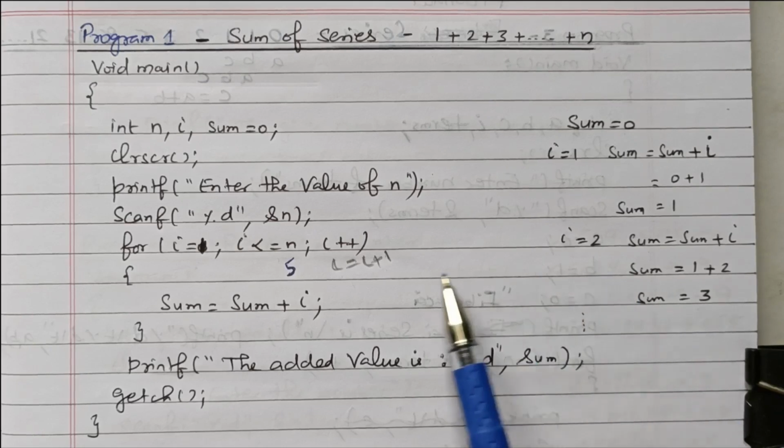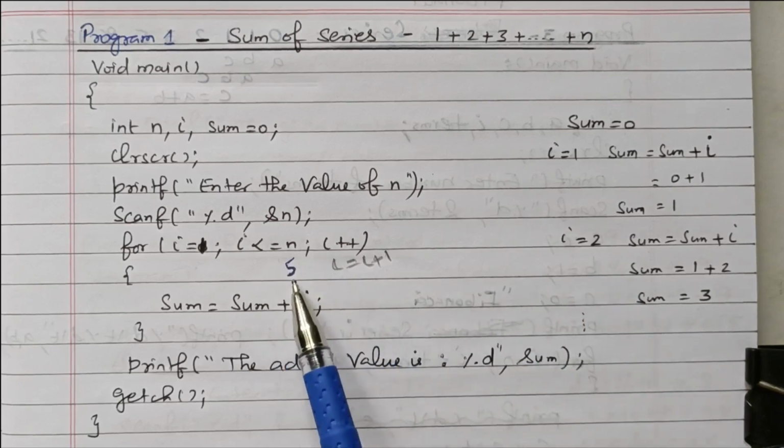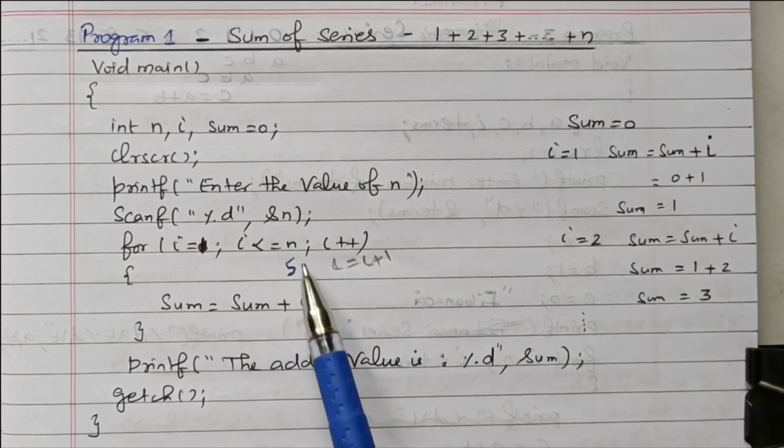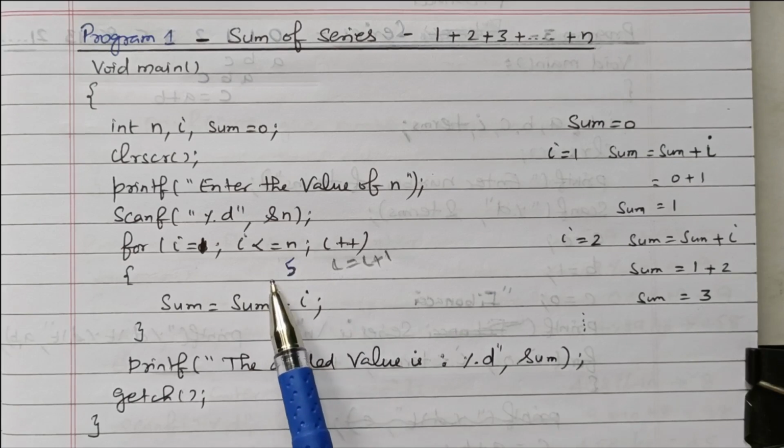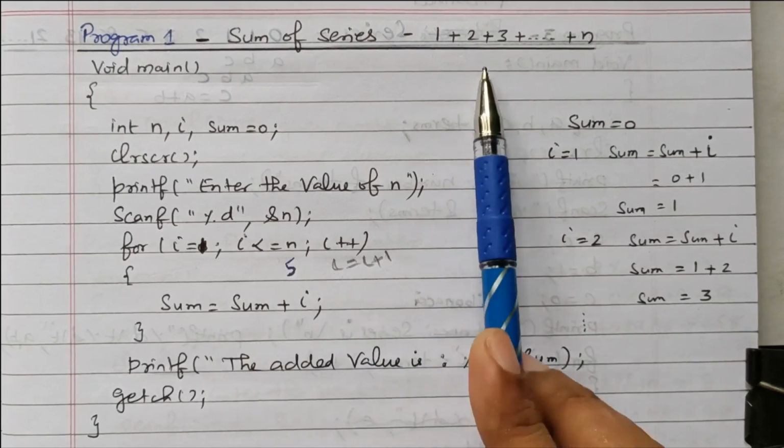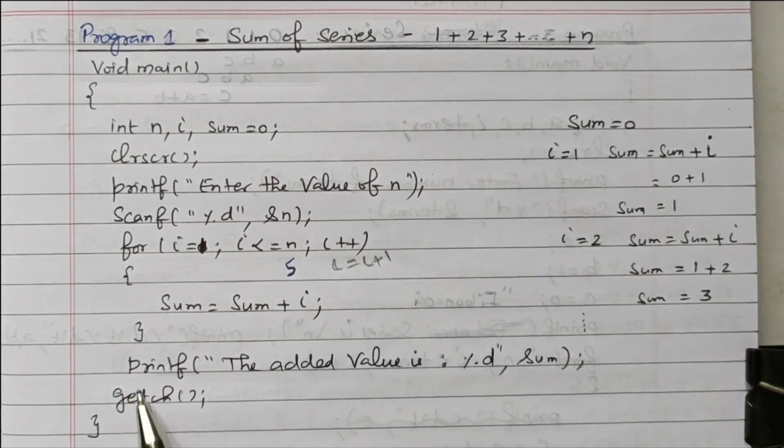Again it will go to the increment. Like that it will go up to 5. For example, if we enter 5, it will go up to 5. After executing all this up to this condition, the sum is added with I, so finally we will get the final answer. So printf of the added value is %d, sum. So it will give the final value. After that we can close the program.